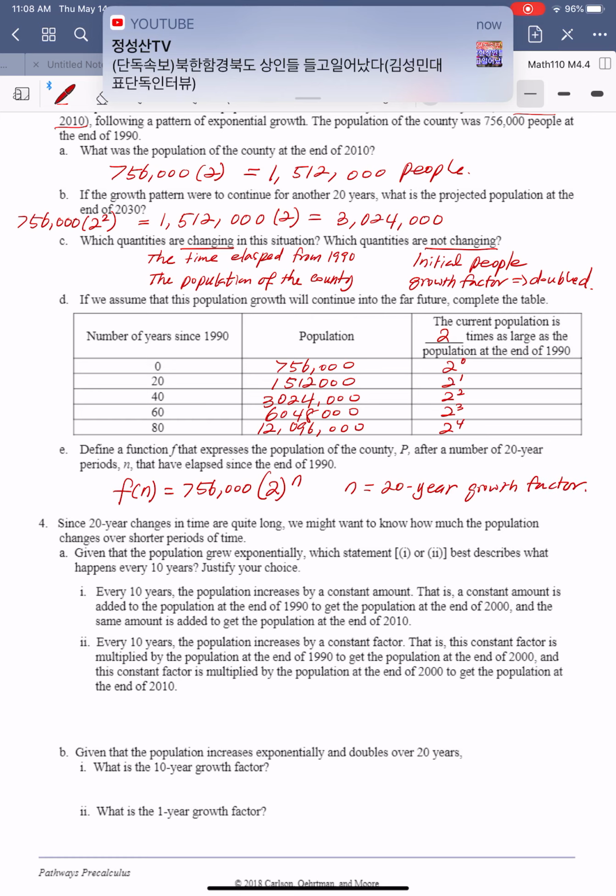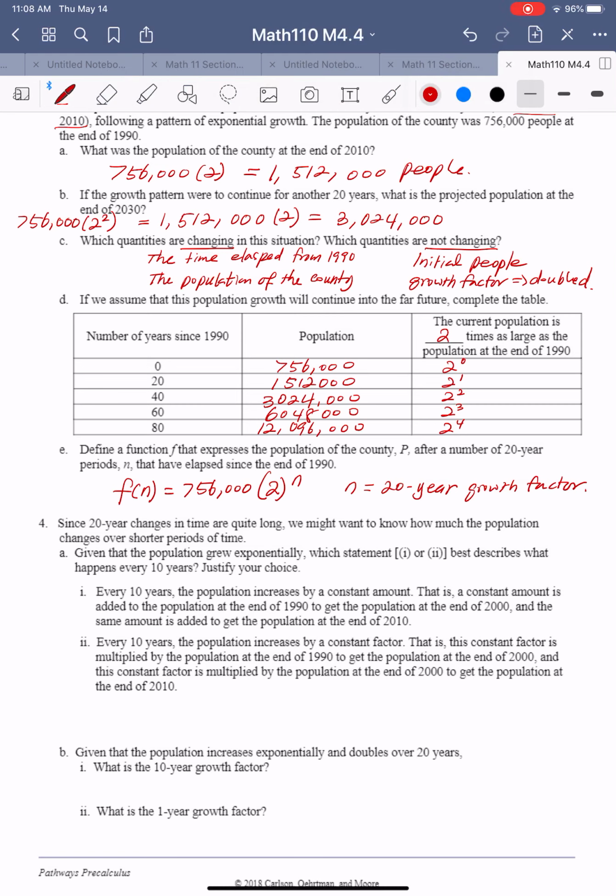Okay, so number 4. Since the 20-year changes in time are quite long, we might want to know how much the population changed over shorter periods of time. So given the population grew exponentially, which of statements 1 and 2 best describes what happened every 10 years? Instead of 20 years, I want to use every 10 years. So number 1, every 10 years the population grows by a constant amount.